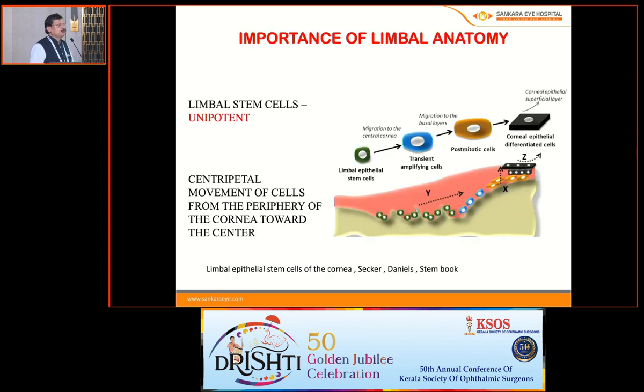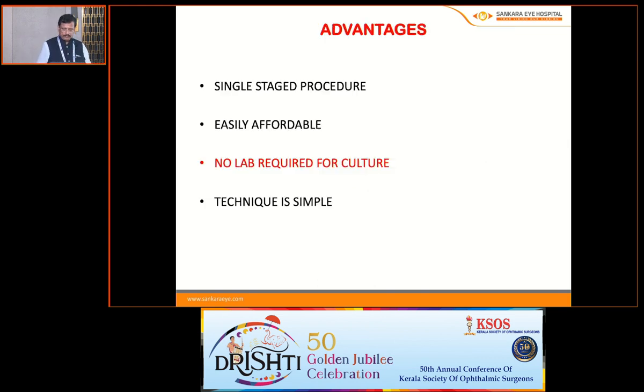So it is very important to know the limbal anatomy of the eye, because that is where the limbal stem cells are. These limbal stem cells are unipotent, which means they produce only one type of cell, the corneal epithelium. These cells migrate toward the center and form the epithelium, regenerating continuously. So limbal stem cells are taken and transplanted to the eye which has no limbal cells. That is the main principle of SLET.